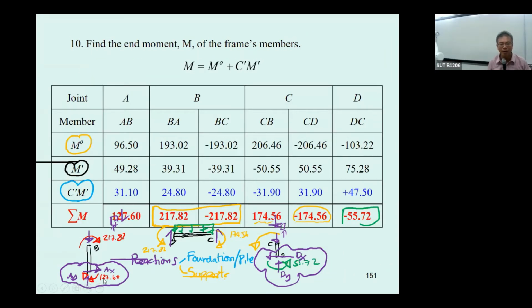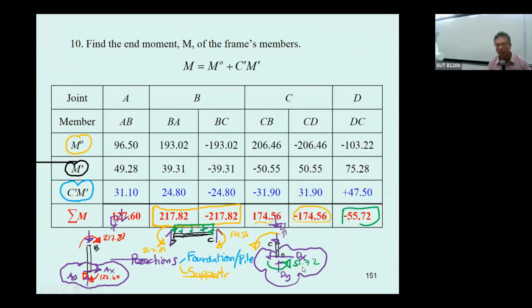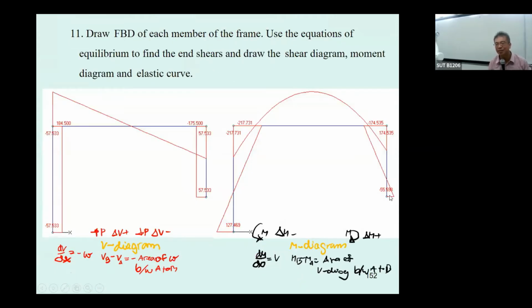This 126.6 is going to be clockwise, it's going to be positive. Okay, this is positive. See, and this 55.72 is counterclockwise, is going to be in the negative. See, okay, that's telling us a lot about the moment.